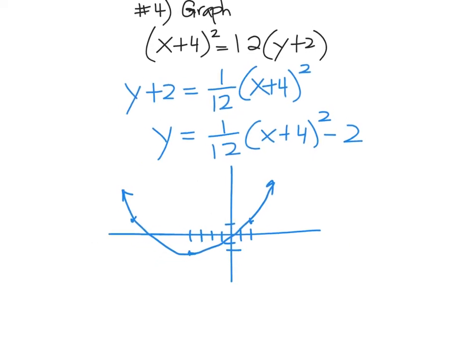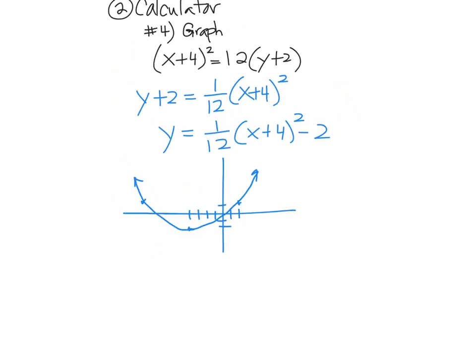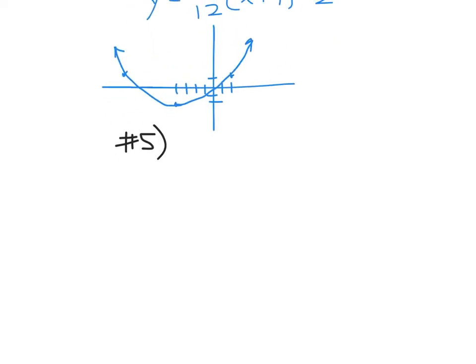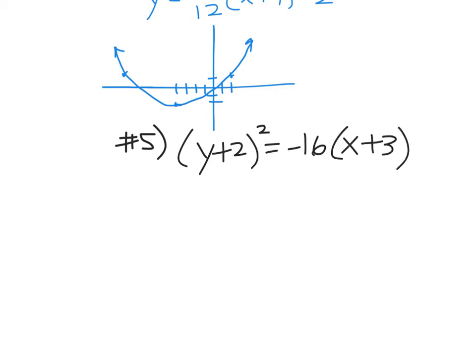Now, when we changed back to this mode, this was function mode. Are our sideways parabolas functions? No. So the next one is going to be a little trickier to do. You're going to have (y + 2)^2 = -16(x + 3). I can tell what the vertex is. The vertex is going to be (-3, -2), but they asked me to graph this on my calculator.